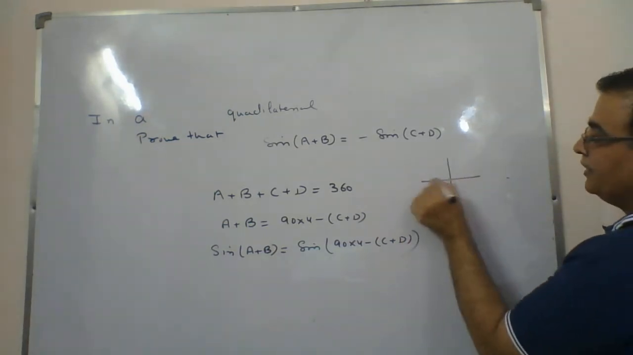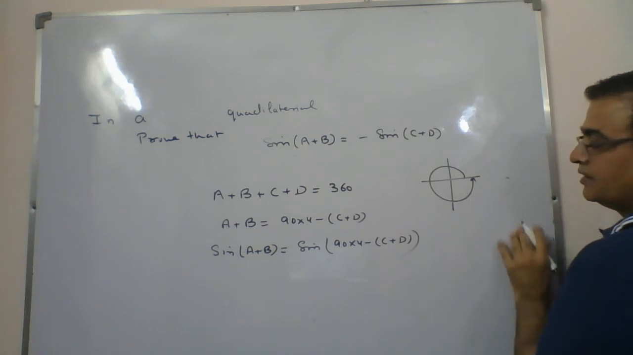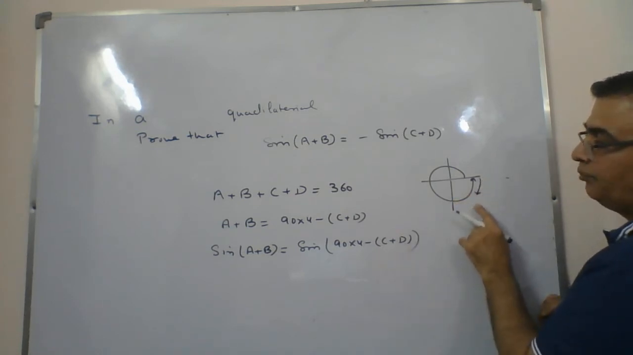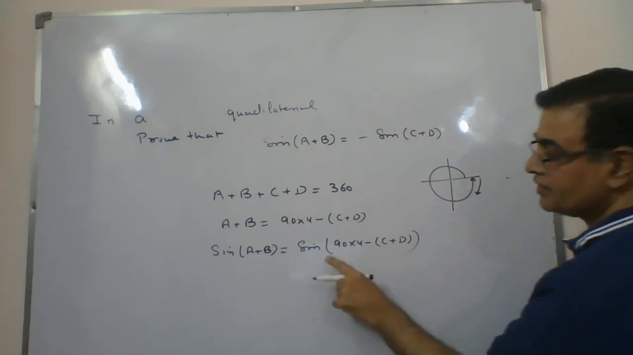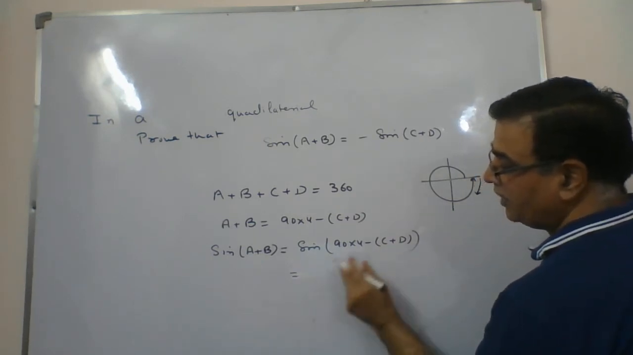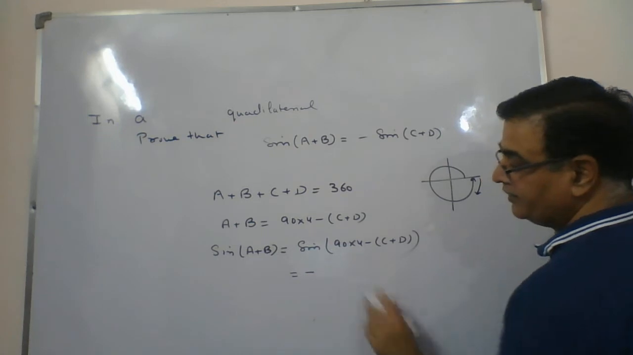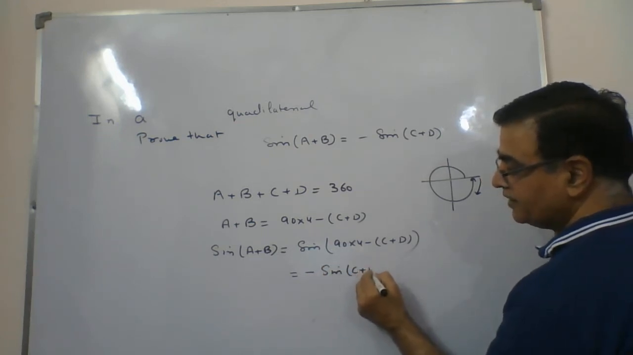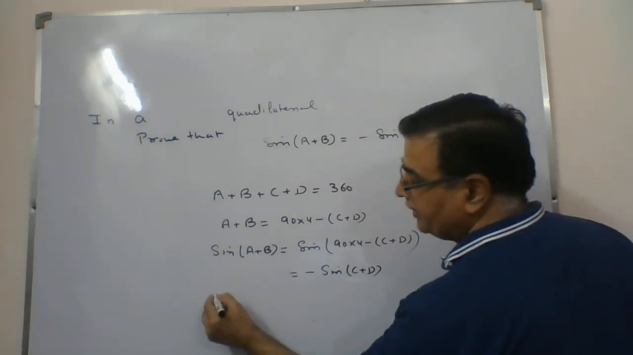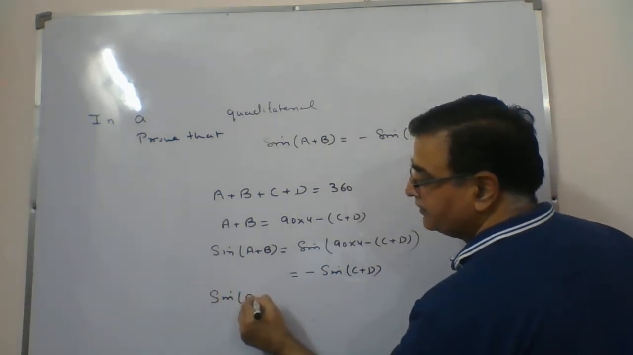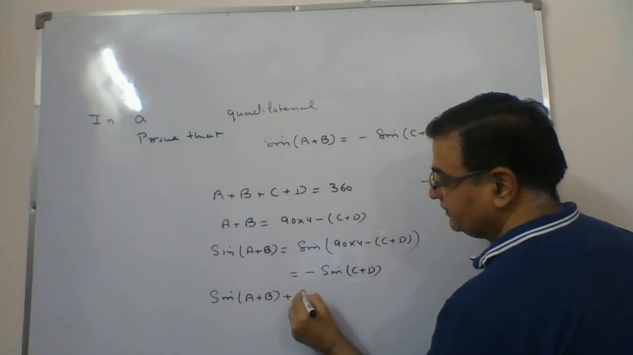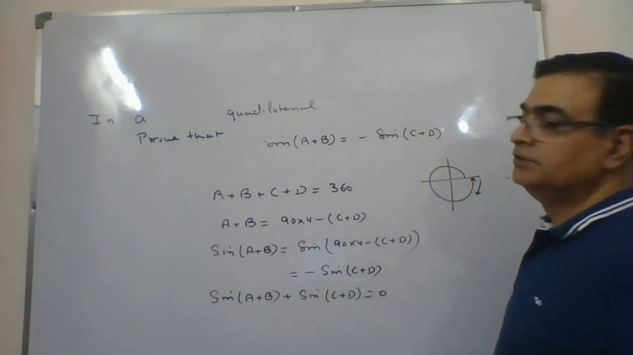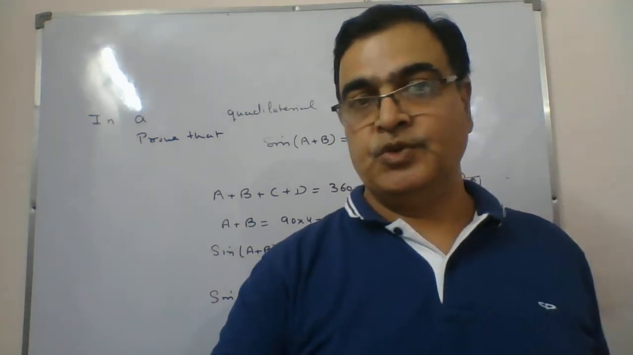90 into 4 means this much, minus C plus D. So it will go in the quadrant number 4. In the 4th quadrant sine will be minus, and it's an even multiple, so it will be minus sine of C plus D. Or I should say now sine of A plus B plus sine of C plus D comes out to be 0. One more question we'll take on this.